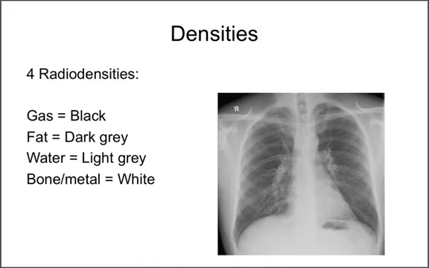There are four basic radio densities that you need to know about when interpreting chest radiographs. Gas is projected as black, fat dark grey, water light grey, and bone or metal is white. The denser the material, the whiter it projects.